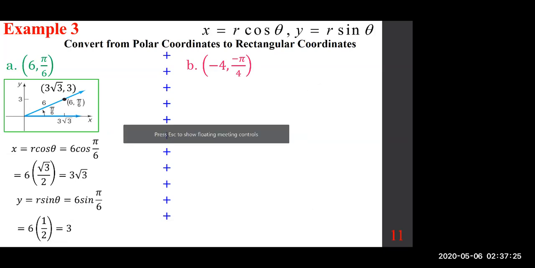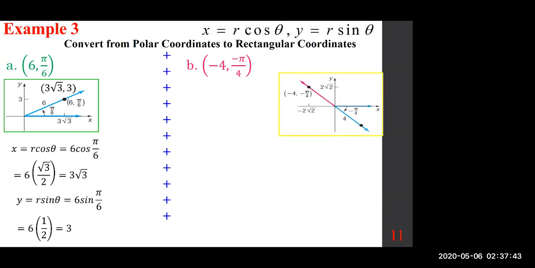Okay. So you're going to go with negative pi over 4. Everybody knows what that means, clockwise. So you're in the 4th quadrant. And then because we have negative 4, we go in the opposite direction. So that's a graph. I hope you have it. So negative pi over 4, because r is negative 4, we can have it.